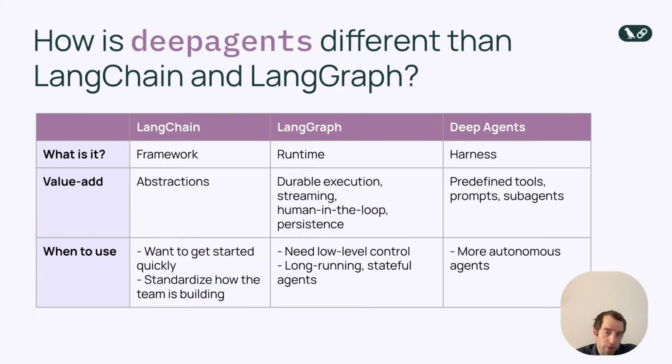And you can see those differences laid out in the table here. Again, LangChain is just a framework with a set of common abstractions for things like chat models, for things like tools. LangGraph is the agent runtime, supporting lower level infrastructure, support durable execution, things like streaming, human-in-the-loop, persistence. And deepagents, of course, is just a harness built on top of LangChain and LangGraph with a set of predefined tools, prompts, that could be easily adapted for many different agent use cases.